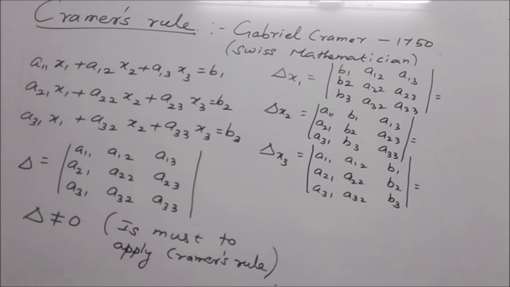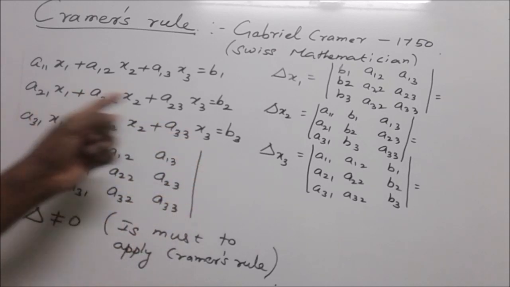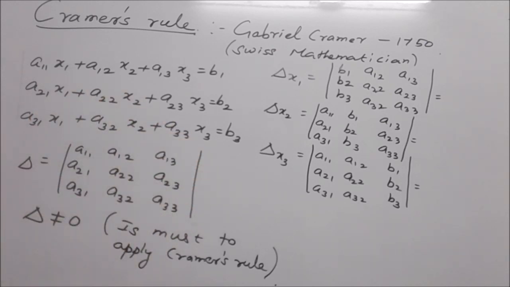Now Cramer found a different way to find the solution of the given system of linear equations when the determinant of its coefficient matrix is non-zero. It is only possible when the determinant value of the coefficient matrix is non-zero. Okay, then what is the method to proceed?